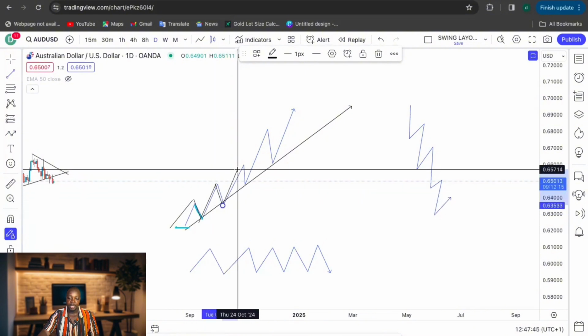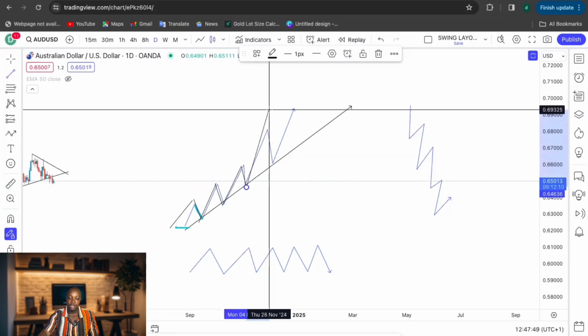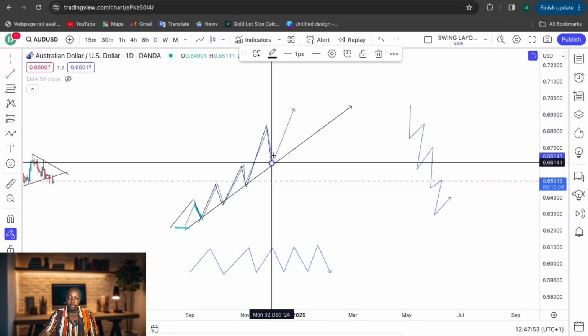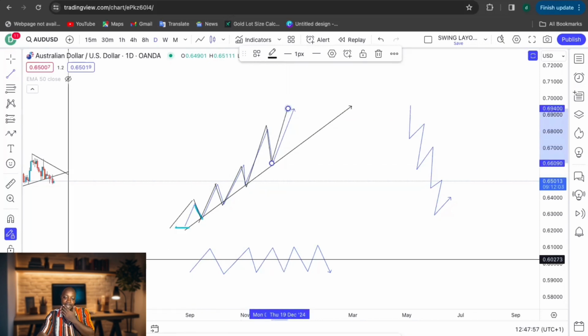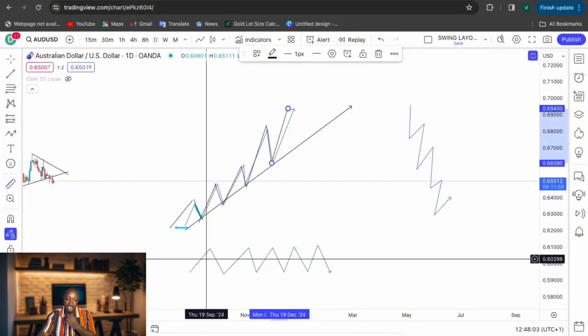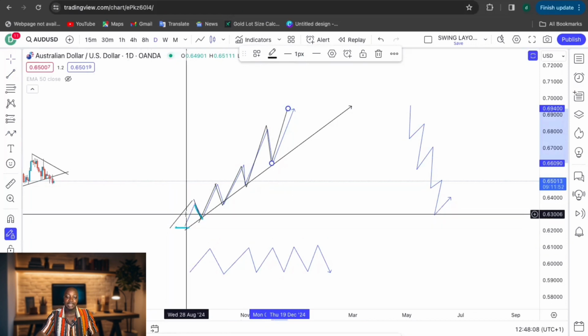From here, pushed up, made a higher high. From here, pushed down, made a higher low. From here, pushed up, made a higher high. From here, pushed down, made a higher low. From here, pushed up, made a higher high. So for you to call a market or classify it as being in an uptrend, the market has to make consistently higher highs and higher lows.